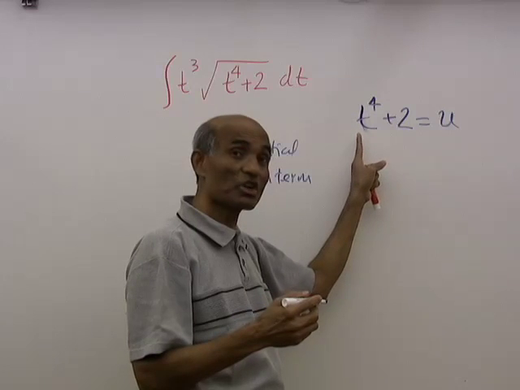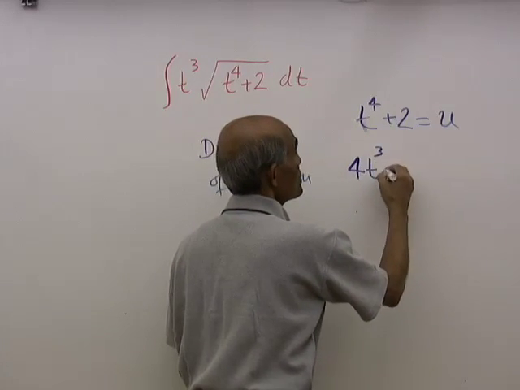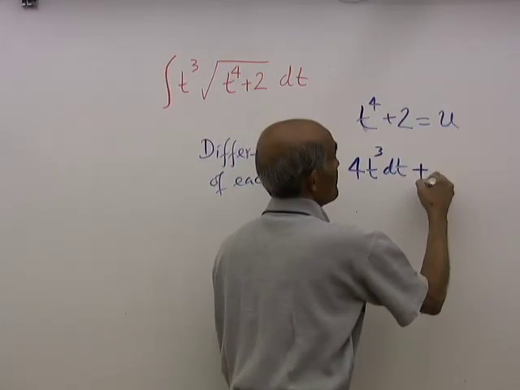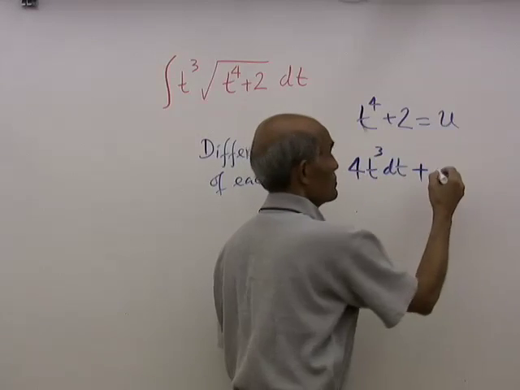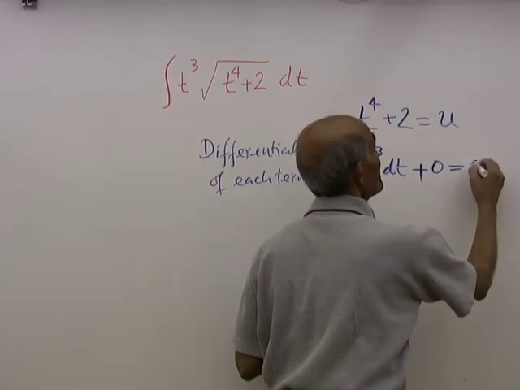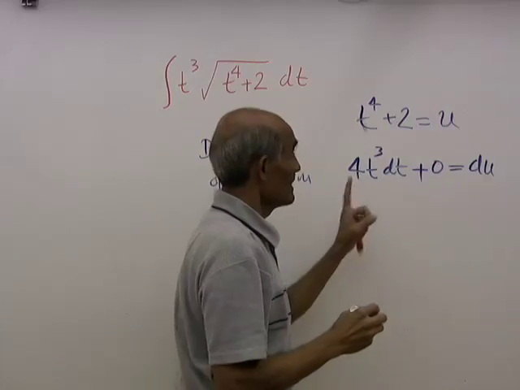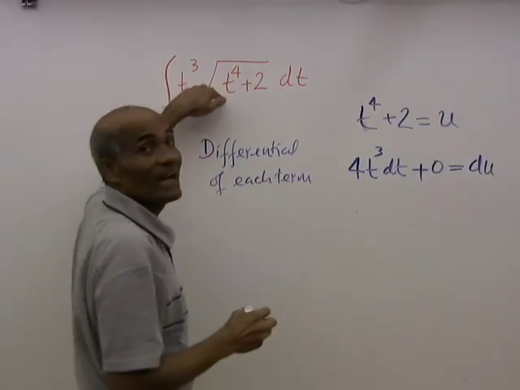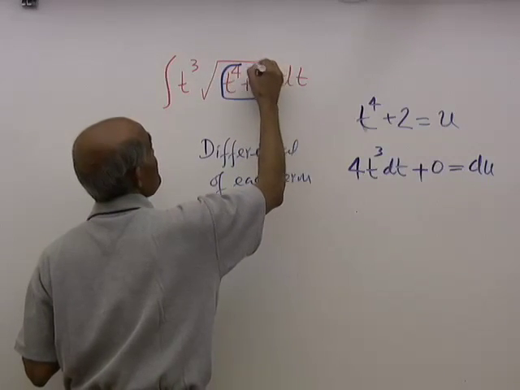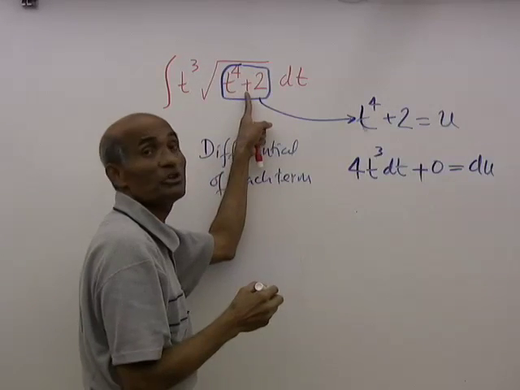Well, the differential of t to the power of 4 is 4t cubed dt. Plus, the differential of 2 is 0, will be equal to the differential of u is du. Well, now look at what we have here. Now, this quantity t to the power of 4 plus 2 is going to be called u. So this is going to be u.